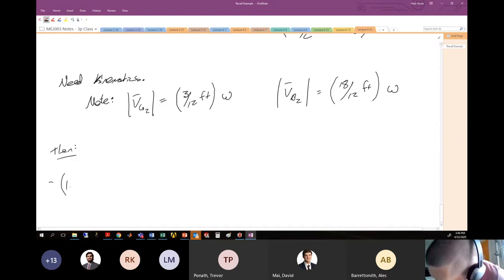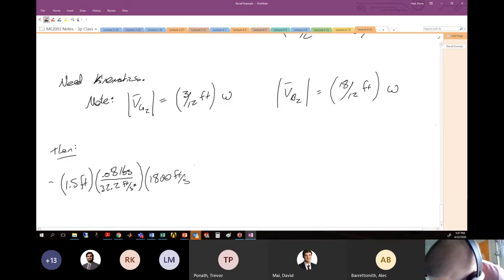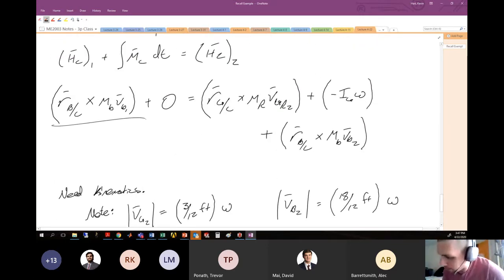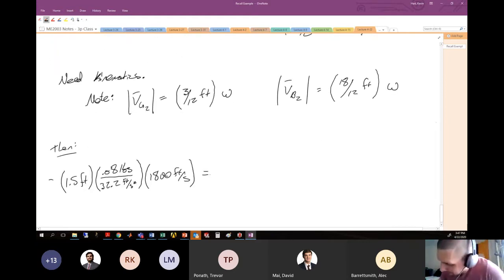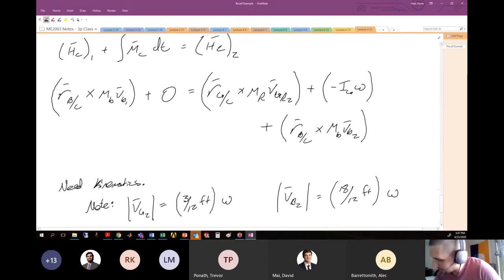That distance is 1.5 feet multiplied by the mass of the bullet, 0.08 pounds, divided by the acceleration from gravity, 32.2 feet per second squared, multiplied by the velocity of the bullet initially, 1,800 feet per second. All right, so that is this cross product term. Plus 0 is going to get me equal to, now I'll take a look at this term.